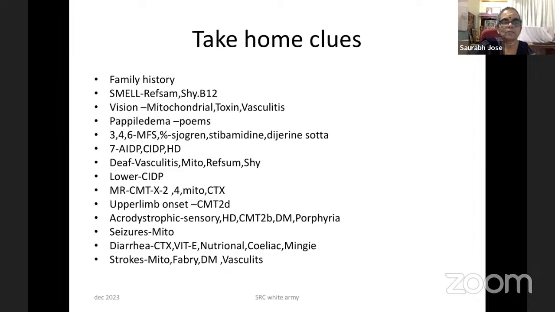And you can have various kinds of combination in various kinds of Charcot-Marie-Tooth disease, with upper limb onset, lower limb onset, acrodystrophic type, associated seizures, associated GIT symptoms in cerebrotendinous xanthomatosis, vitamin E deficiency neuropathies, nutritional neuropathies, celiac disease. They complicate chronic GIT symptoms, and stroke-like episodes will be seen in Fabry's, mitochondrial disease, diabetes and vasculitic associated neuropathy. So these are the other symptoms which give some clue to the diagnosis. So they form the take-home message.